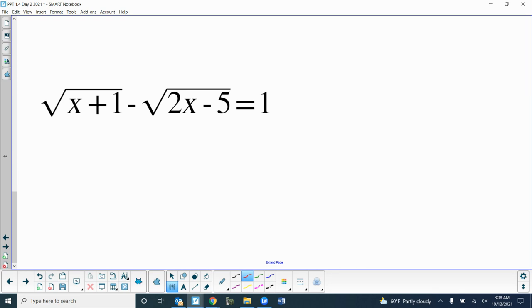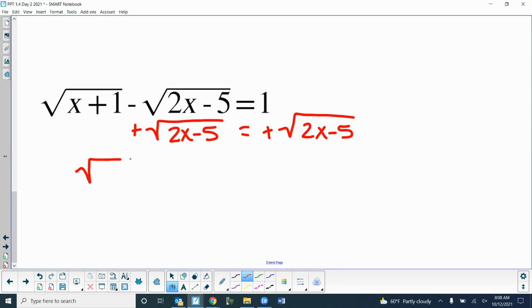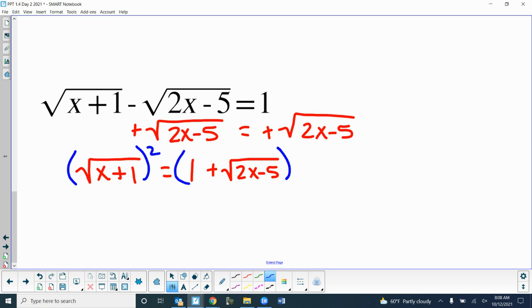Right, the x plus 1. So how do I get it alone? How do I move that one over there? Add it over, right? We good on that? Okay, so now we'll have square root of x plus 1 on the left. And then 1 plus the square root of 2x minus 5. So how do I get rid of this first radical on the left? What have we been doing? Squaring it, right? So I'm going to square, then I'm going to square this too.